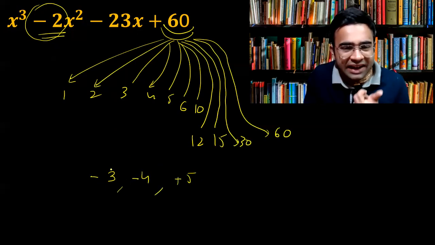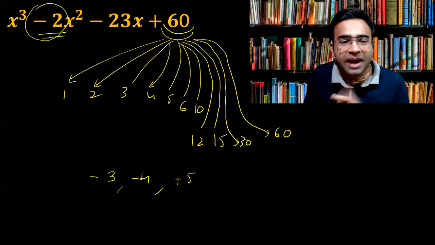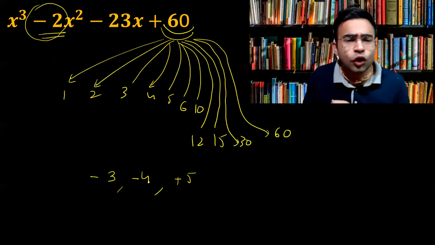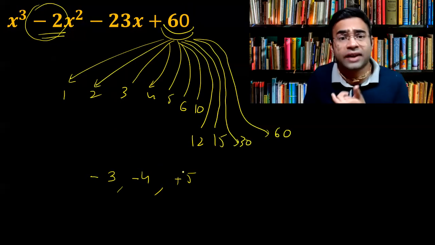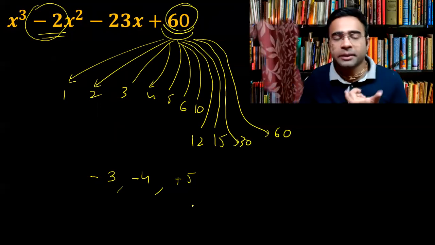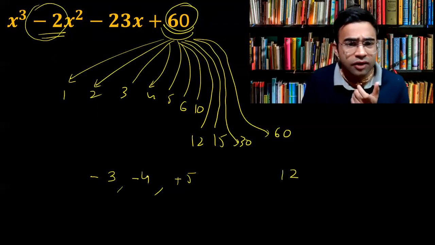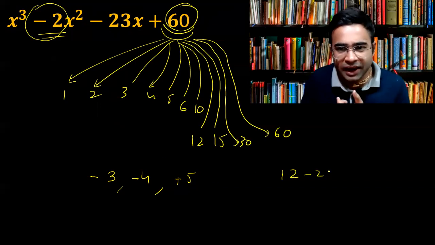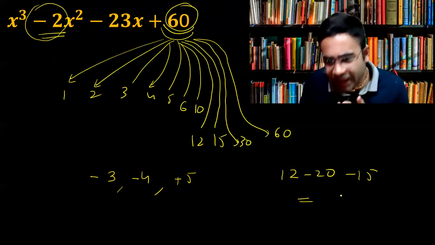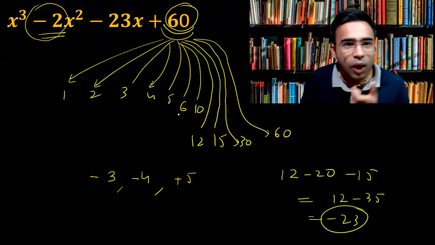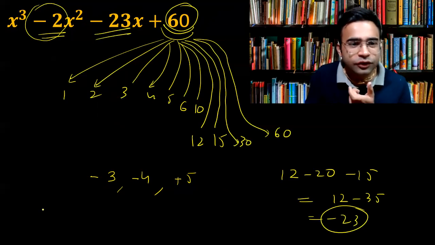Check it out. -3 minus 4 is -7. -7 plus 5 gives you -2. Let's check it out. Is the multiplication 60? -3 into -4 is 12. 12 5s are 60. Wow. But let me have the last verification. -3 into -4 is 12. -4 into 5 is -20. 5 into -3 is -15. And how much does it become? 12 minus 35, that becomes -23. Wow, verified. So I have got the answer.